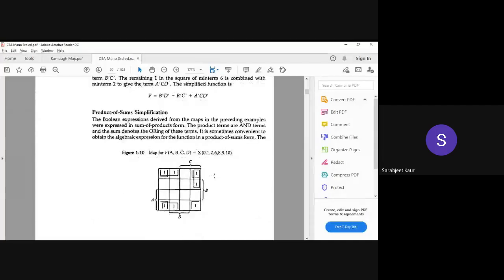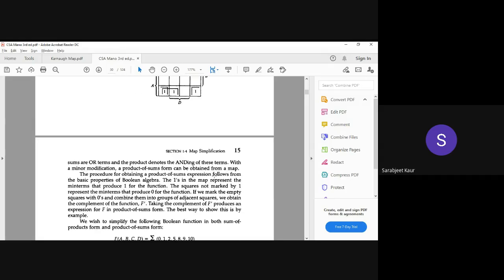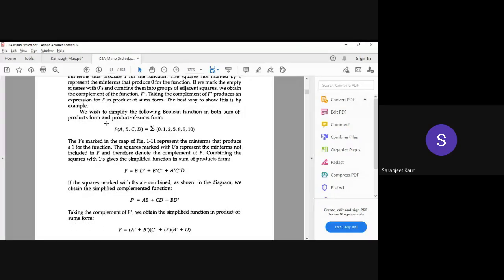Now let us look at the product of sums simplification. What we do in product of sums simplification is that suppose, for example, this is the question which is given to me. What does this sigma stand for? This is SOP, which stands for the sum of products. So whatever min terms are mentioned here, what will I do?